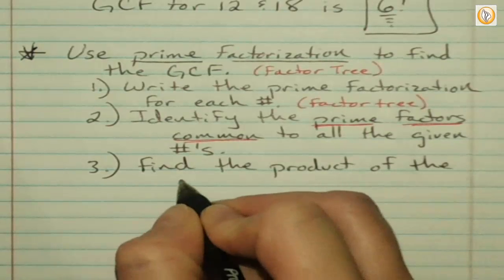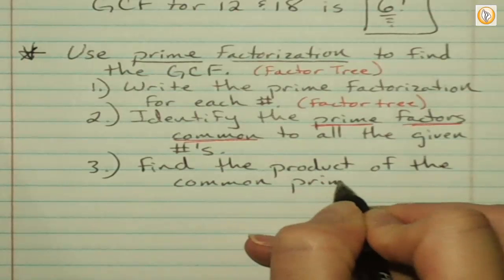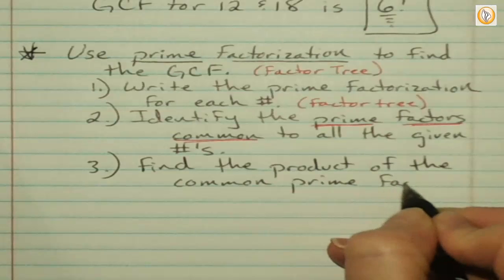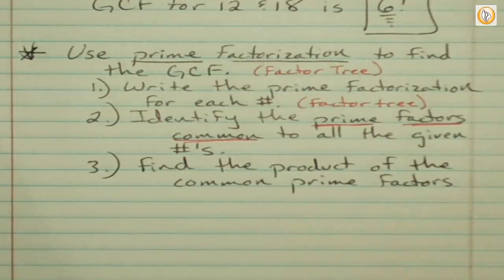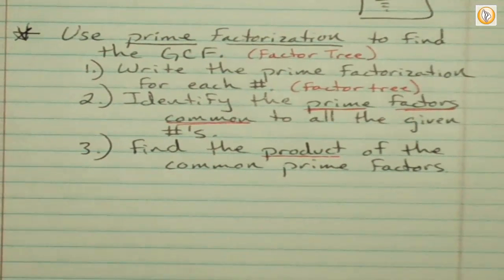of the common prime factors. What does product mean? Multiplication. That's right. Product means multiplication.